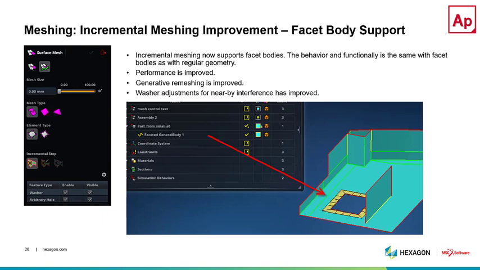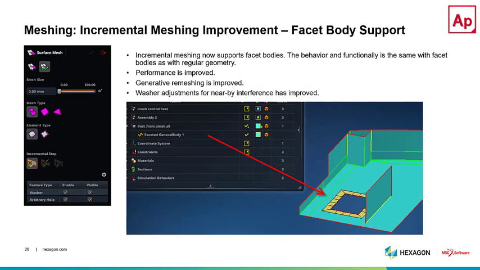Now, also in meshing is an incremental meshing improvement, which means facet body support. So in facet bodies, we have an improved meshing algorithm and the incremental meshing workflow. If you haven't used it yet, basically, if you have features of your geometry that you need, say a washer mesh or a nice clean edge mesh or something like that, the incremental meshing workflow allows you to do that.